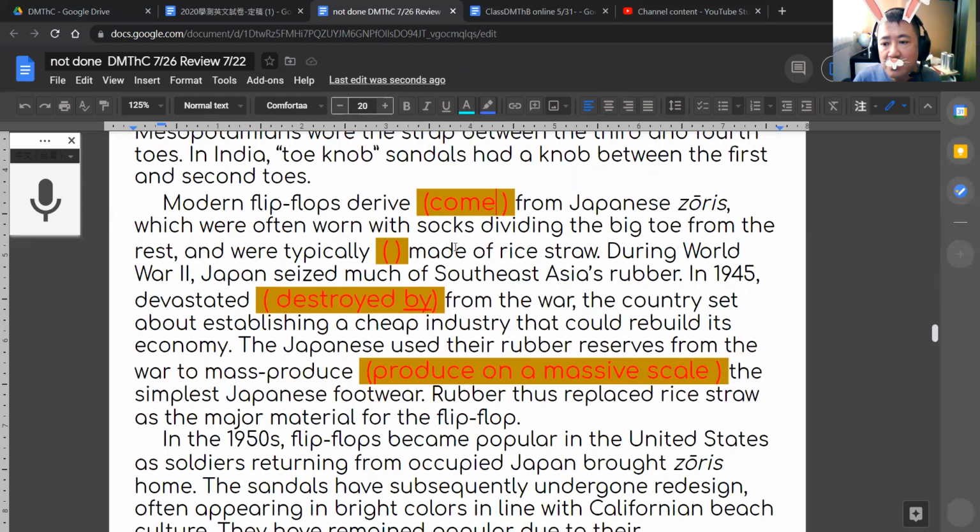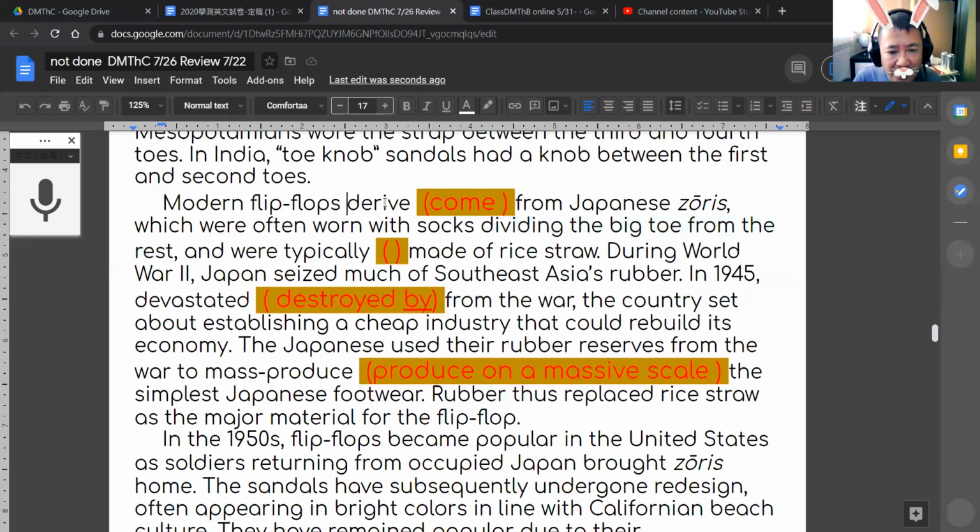come from Japanese zoris, which were often worn with socks, dividing the big toe from the rest. Dividing the big toe from the other toes. It's talking about the socks, not the sandals, okay? Worn with socks, dividing the big toe from the rest. You've all seen these socks, right?